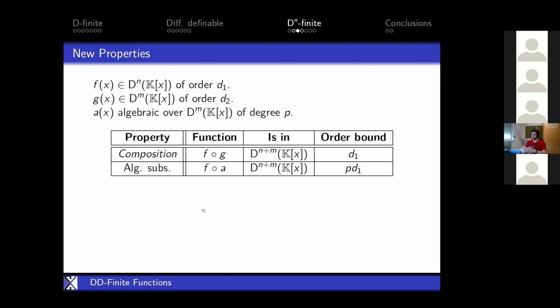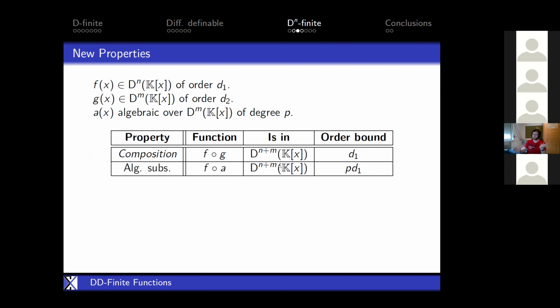And in fact, we have one property that was not in the D-finite case, that is the composition. Now, if you take a DN-finite function, so something in the nth iteration, and something in the mth iteration, then the composition, if it's a power series, is a DN plus M-finite function. So it's in the n plus mth iteration of this process. And in fact, we have a bound for the order of the differential equation that this function will satisfy. And for example, if you have an algebraic function over the DM-finite functions, you have something similar to what we had in the original property for being algebraic, that the composition is in DM plus N.